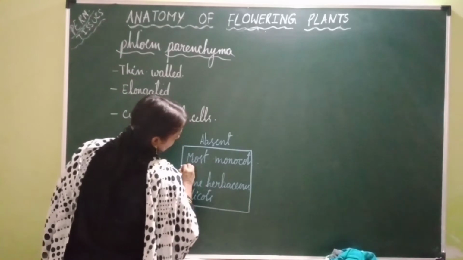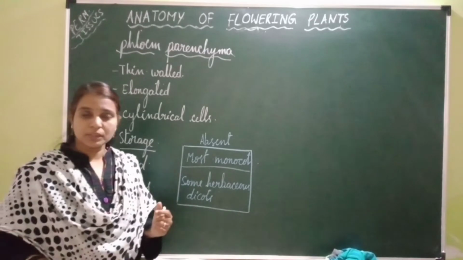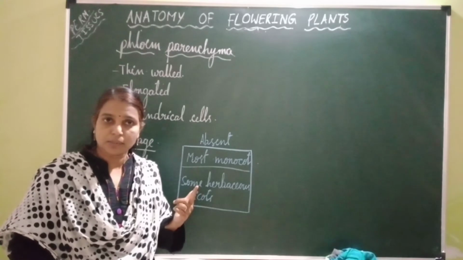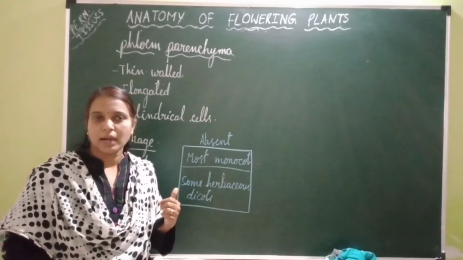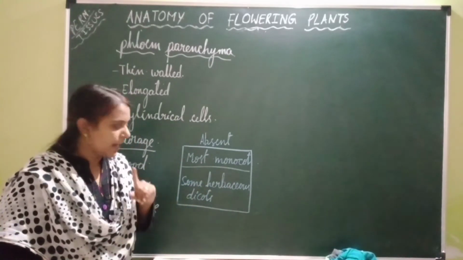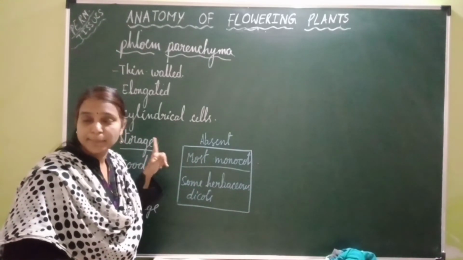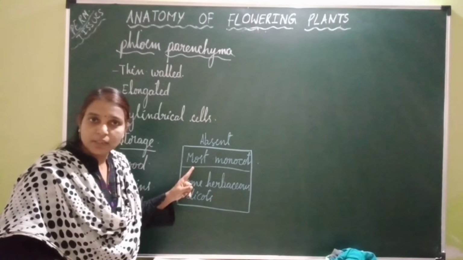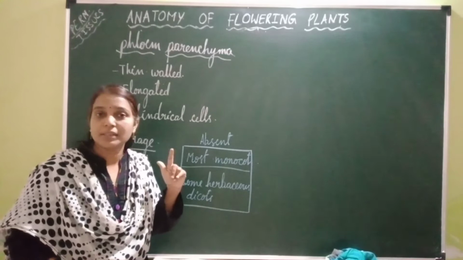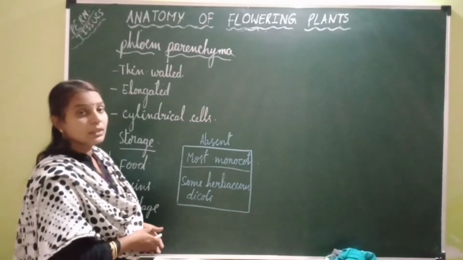So in case of monocots, along with phloem parenchyma, what other tissues are absent? Parenchyma is absent, and even lateral meristems are absent. That is, cambium is absent, and hence due to the absence of cambium in monocots, there is no secondary growth. I'll just repeat: in monocot plants, phloem parenchyma is completely absent. Along with this, the other tissues which are absent are parenchyma and lateral meristems, that is cambium. So due to the absence of cambium in monocots, there is no occurrence of secondary growth.